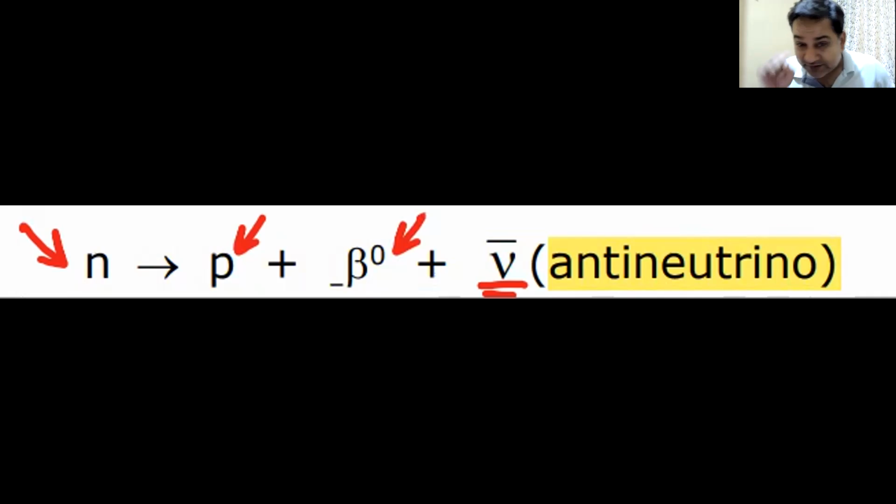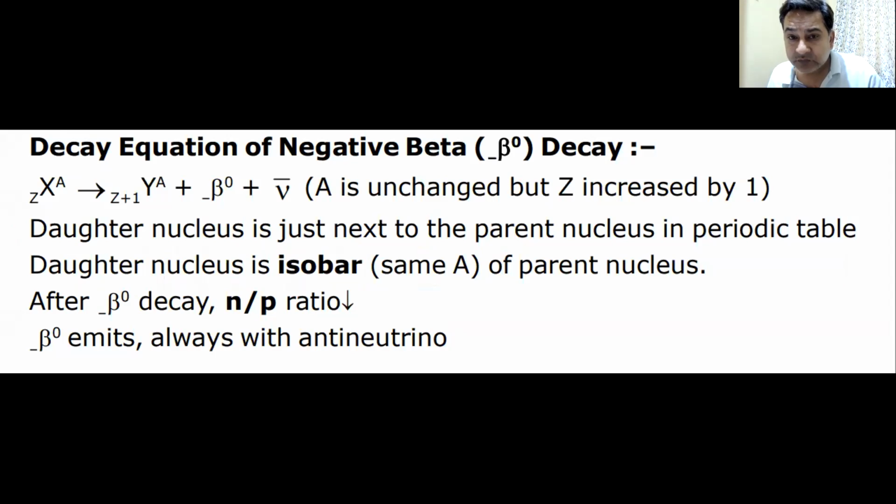Now, the next heading would be your decay equation. I will write it in terms of the decay equation. Now, look very closely at this decay equation. What is this? This is the parent nucleus. Yes or no? Yes, sir. This is the daughter nucleus. Now you see the relation between the parent and the daughter. A remains A because a neutron becomes a proton. Mass number does not change. Do we understand this? Yes, sir.